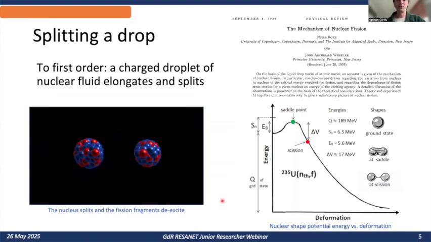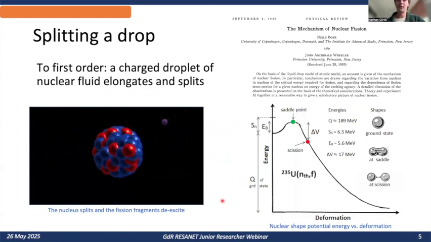But back to the physics. To first order, you can think about fission as a charged droplet of nuclear matter that elongates and splits. And there's this nice paper by Bohr and Wheeler where they do some calculations from just a simple liquid drop model, and they actually get not too bad results for things like the Q value. And this idea of the liquid drop splitting is kind of illustrated with the shapes here. The idea being that there's this competition between the strong nuclear force and the Coulomb force, and at some point during the elongation, it becomes given that the nucleus is going to split.